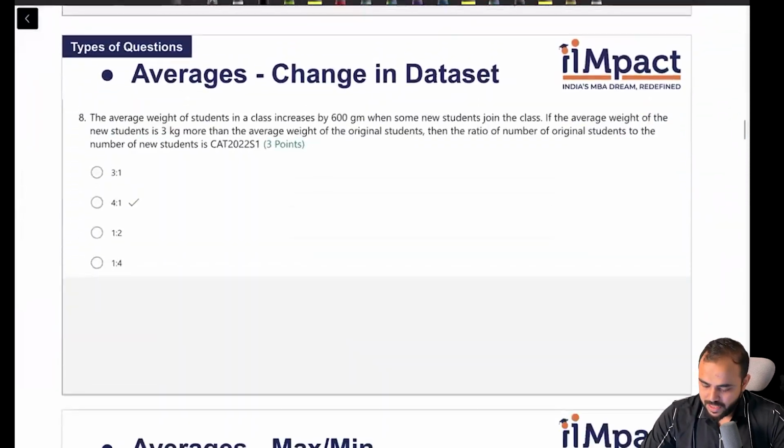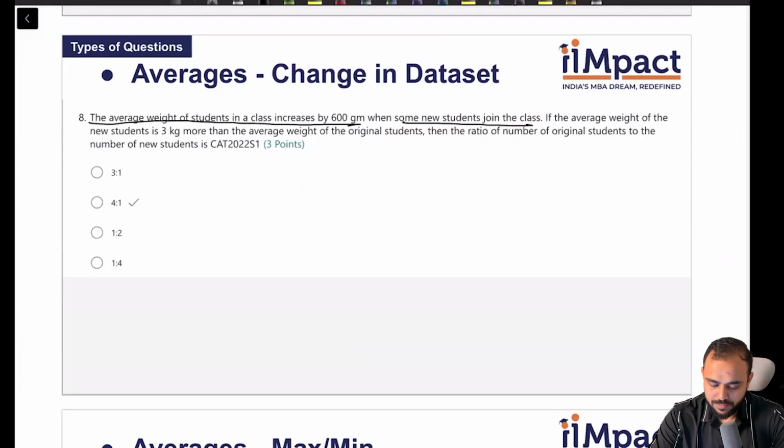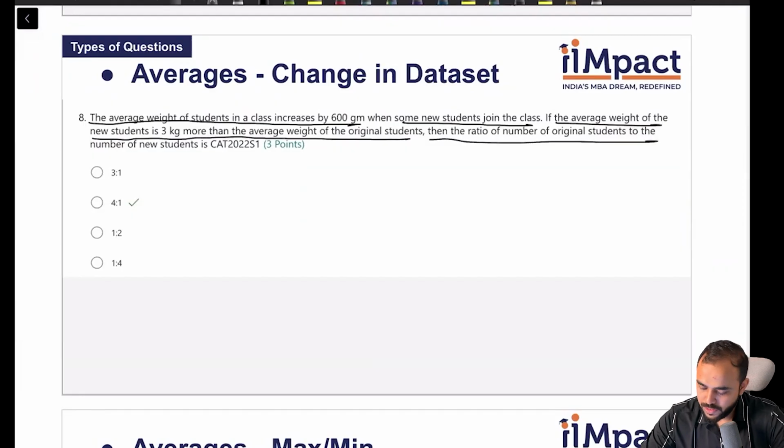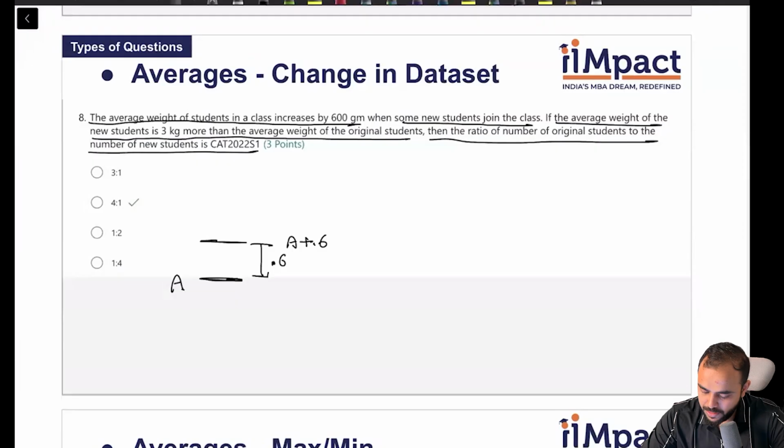Okay, next question. Average weight of students in a class increased by 600 grams when some new students join the class. If the average weight of the new students is 3 kg more than the average weight of the original students, then the ratio of number of original students to number of new students is, the original average is A, the new average becomes A plus 0.6, and the new people who were added, their weight was on an average A plus 3, which would mean what?